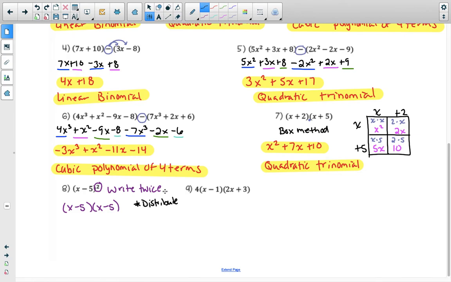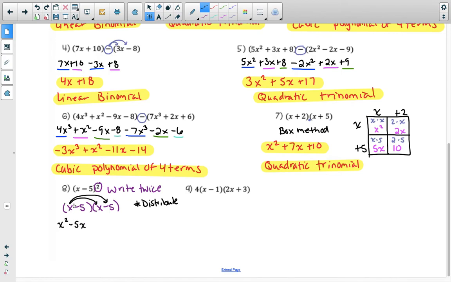So I'm going to focus on pieces of it. I need to take this x, I need to multiply it to everything on the other side of the parentheses. So I need to take this x and multiply it to that x, and I need to take the x and multiply it to that negative 5. So when I multiply, I'm getting rid of the parentheses. So my x times x becomes x squared, and my x times negative 5 becomes a negative 5x.